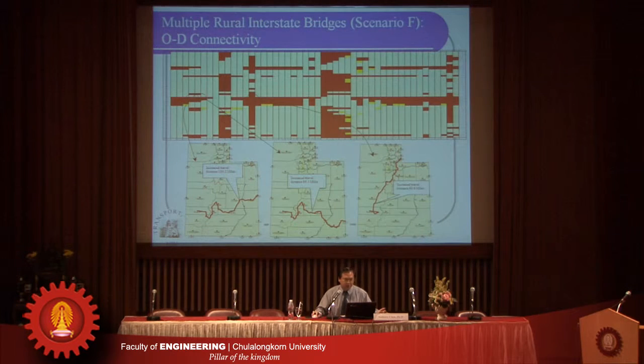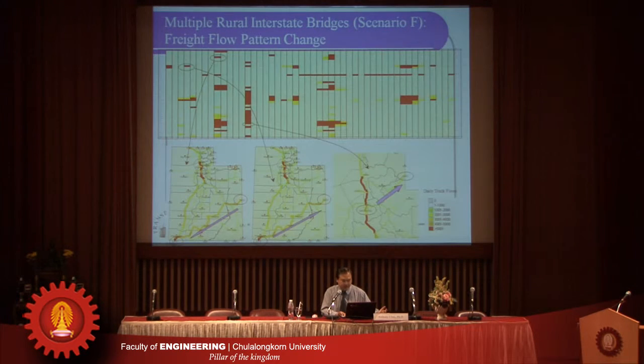And this one, we ran for multiple rural interstate bridges. So multiple bridges fail at the same time. In this case, you can see that there's a lot more red, so the impact is much higher when you have multiple bridges fail at the same time. And same for the freight flow pattern change.